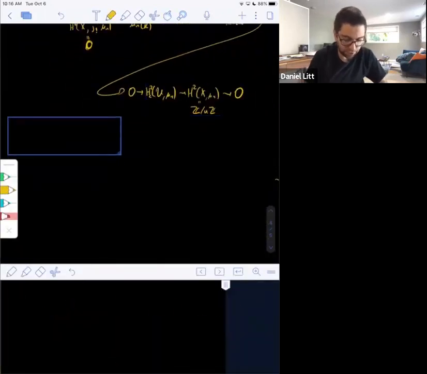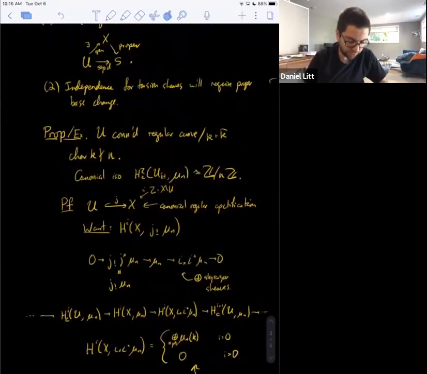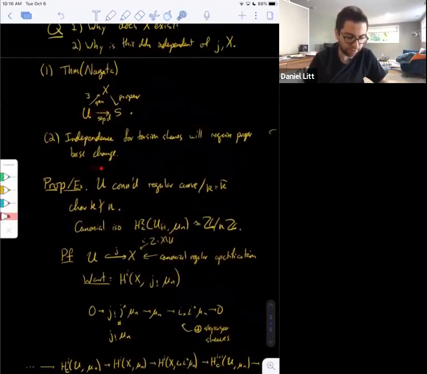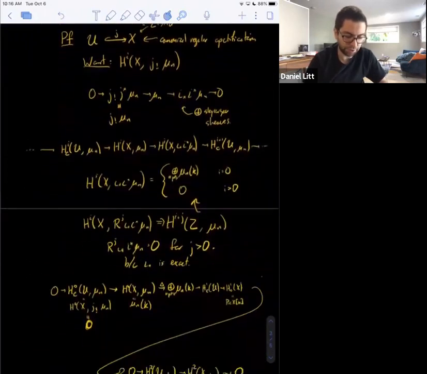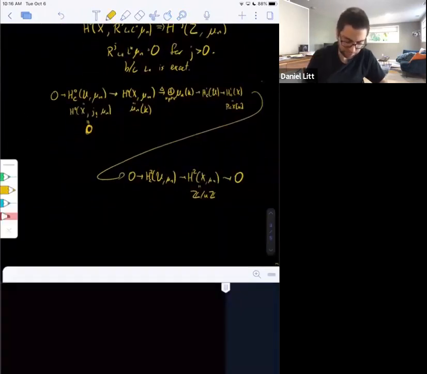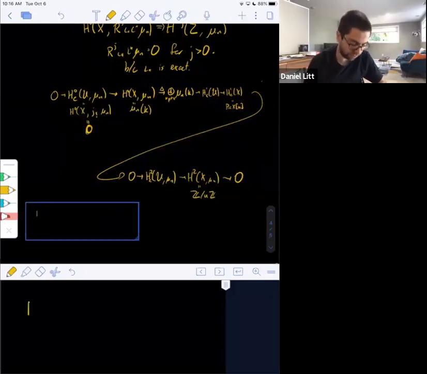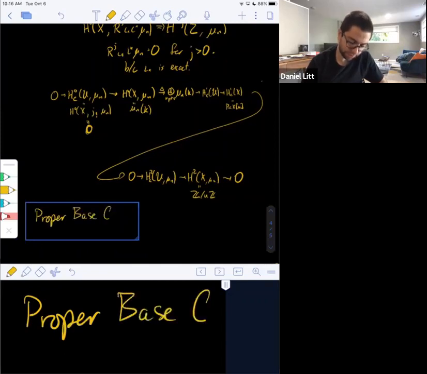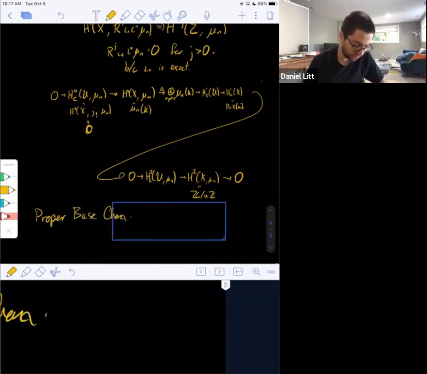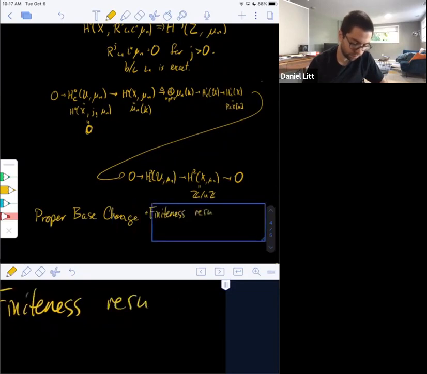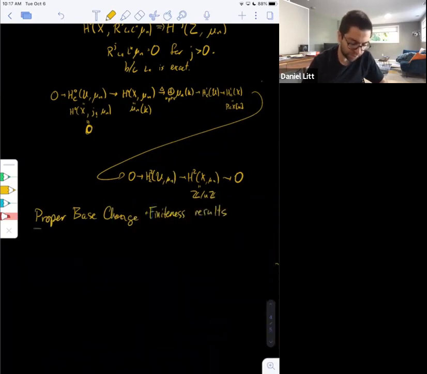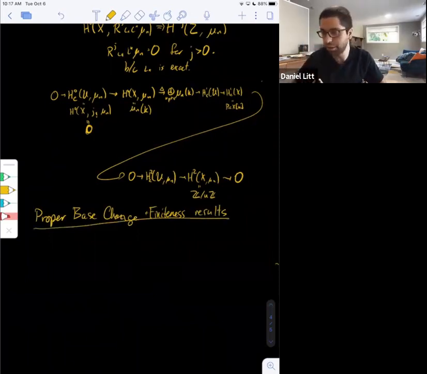All right, so now I want to return to this issue that we had before, which is the independence of these groups of the compactification, and that's going to require some information about proper base change. So for the next while, we're going to be talking about proper base change and finiteness results. So far, we actually really don't know that much. So we know the cohomology of curves, and that's pretty much it.